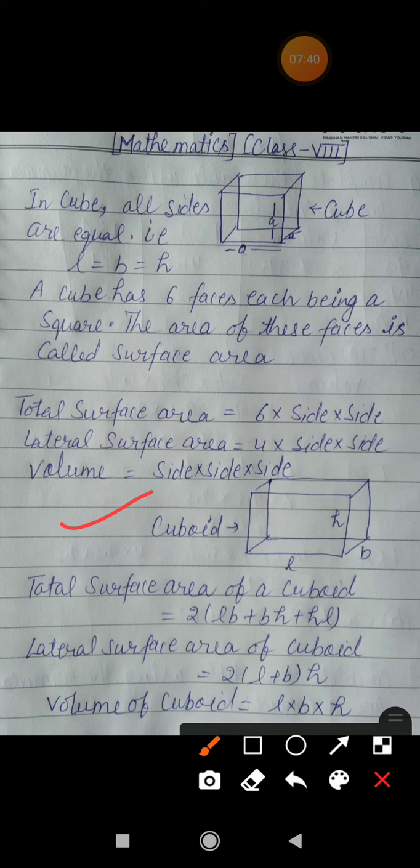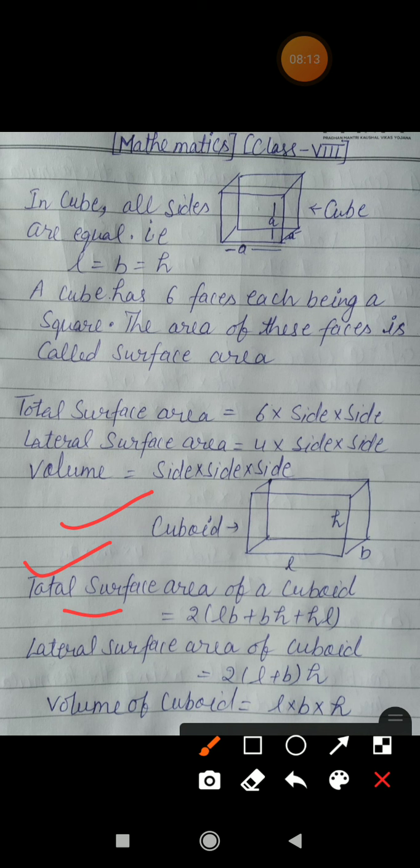Now this is your cuboid. In the cuboid, as you know, all sides are not equal, all sides are distinct. So we use the total surface area of a cuboid with the help of this formula: 2 into (LB plus BH plus HL). And here, what is the meaning of L? L is length. You have to write it. L means length, B for breadth, and H for height.